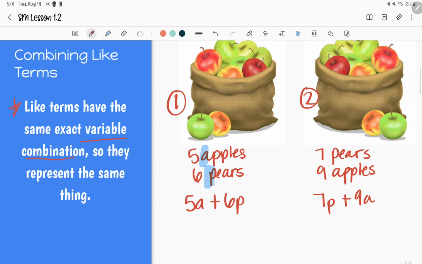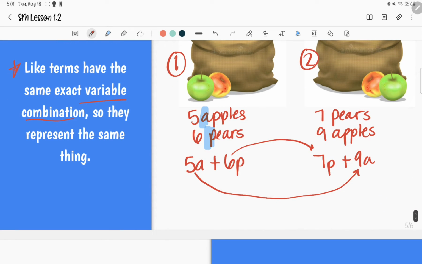Now, if I wanted to combine these 2 bags together, say I get home and I want to put them all in one fruit basket, I can combine my apples with these apples, and I can combine these pears with these pears, but I can't combine them all together. So I would end up with 14 apples and 13 pears, because all we did was add those coefficients together. Okay, so that's combining like terms.